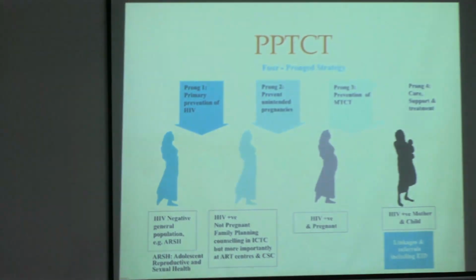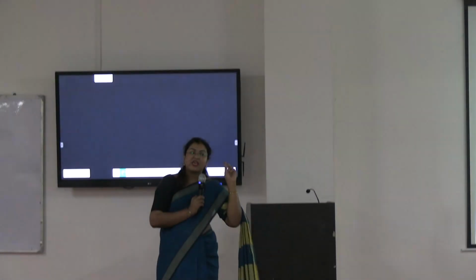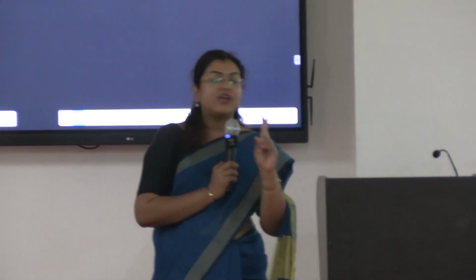Come to the third female. She is the prevention of mother to child transmission. She is HIV positive, she is pregnant. So this is the third prong. The last is, we have tried all those three things and we have still not been able to prevent. The last female is about care, support and treatment for an HIV positive mother and the HIV positive child. Okay? So are we clear how the prevention works?